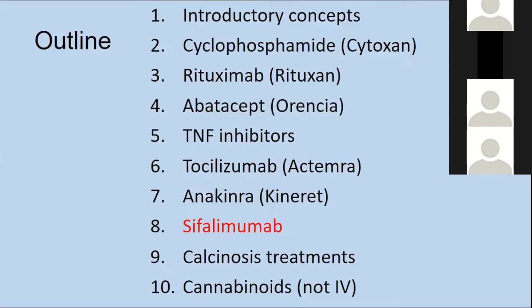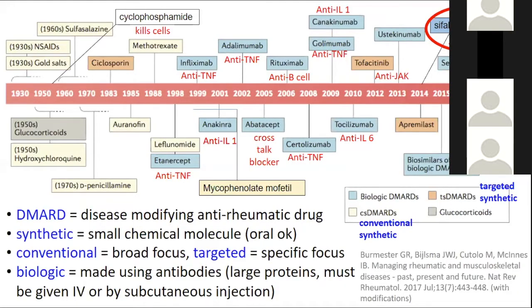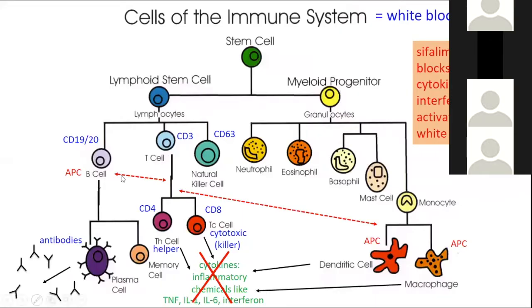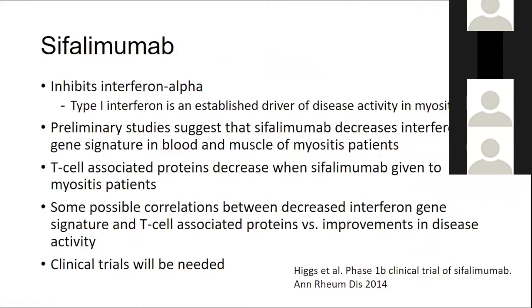Moving now quickly to some treatments that are even newer medications. So Sifalumab is a medication that blocks a cytokine called interferon. And interferon, again, is made by activated white blood cells. And interferon is thought to be one of the main drivers of inflammation in myositis. So many presentations at our recent global conference on myositis talked about interferon and ways to block interferon to help patients who have myositis.